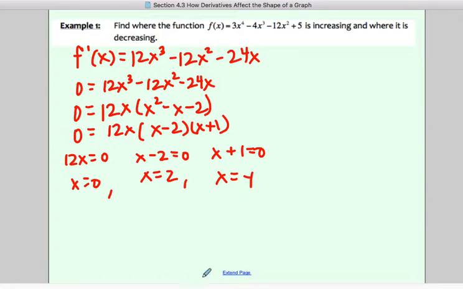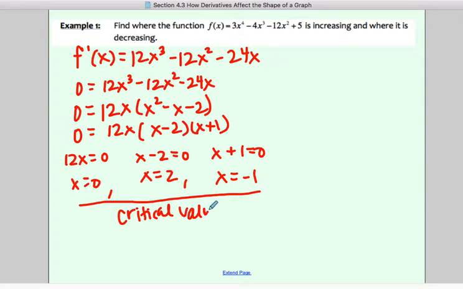All of these are our critical values. They could be max and mins, but we don't know exactly at this moment. Critical values. So it's not asking us just to find our critical values, though. It's asking us to find where we are increasing and where we are decreasing.